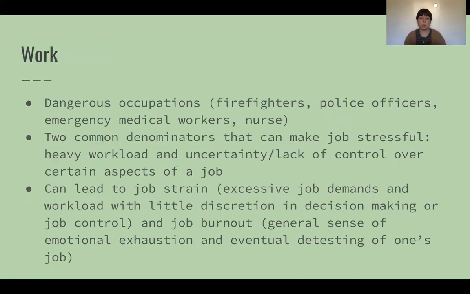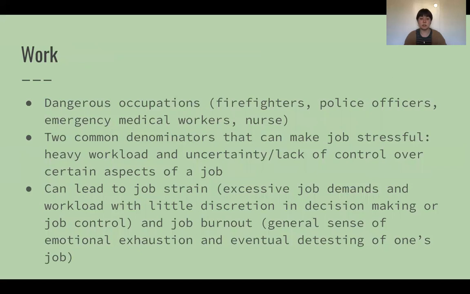Work is one of the top things that stress you out, especially when you have a dangerous occupation, like firefighters, police officers, medical workers, nurses. There are two common denominators that can make a job stressful, which are heavy workload and uncertainty or lack of control over certain aspects of a job. For example, if you don't know if you'll be able to keep your job and it's kind of up in the air, that can be stressful for a lot of people.